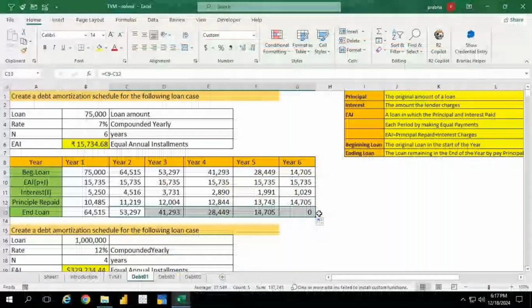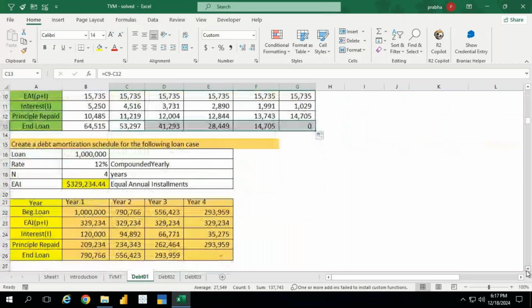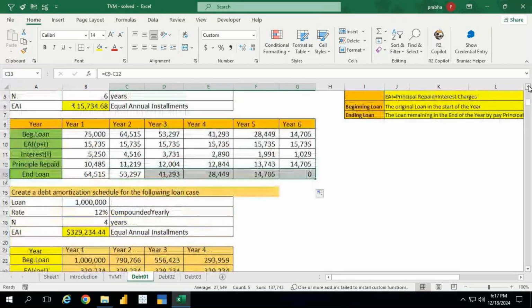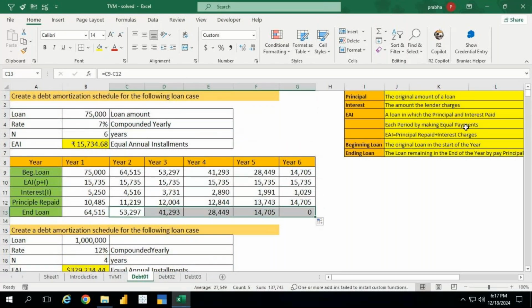So to find the end loan, it will be beginning loan amount minus principal repaid. I wanted you people to try this. Once you are done with this, you can try the second sum. This is also the same way only. You have to calculate the annual installment and apply the calculation. First try with this first sum. Any doubts, please ask.